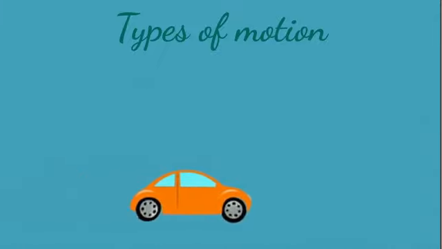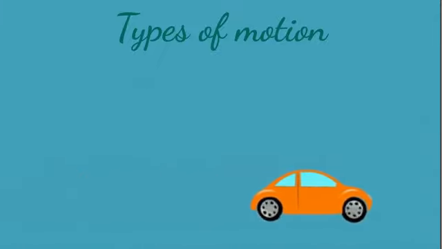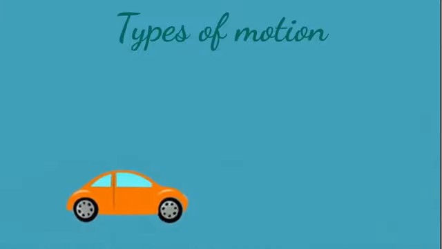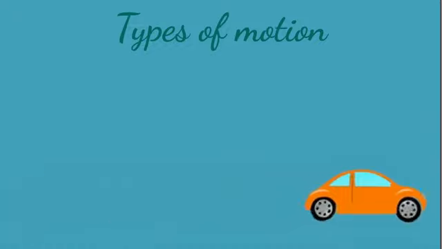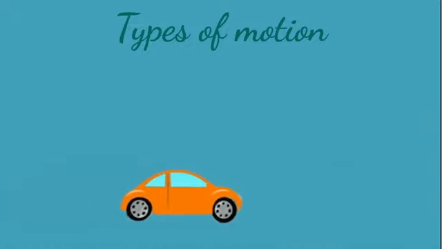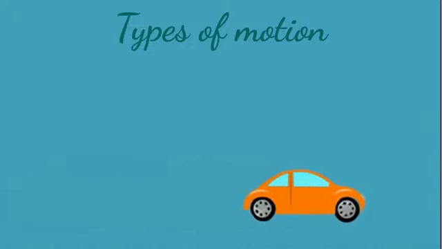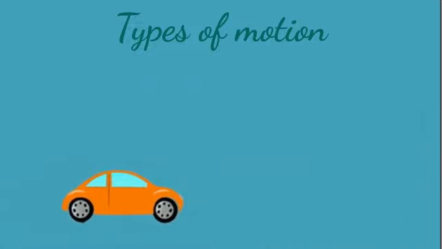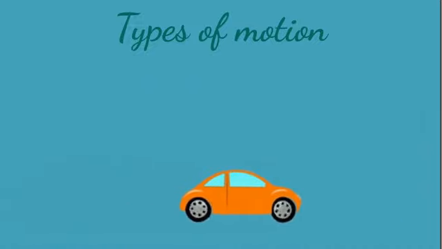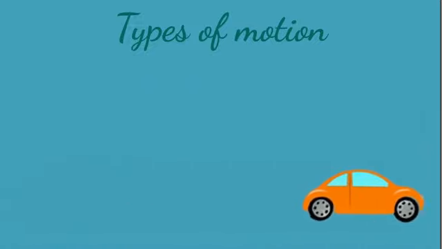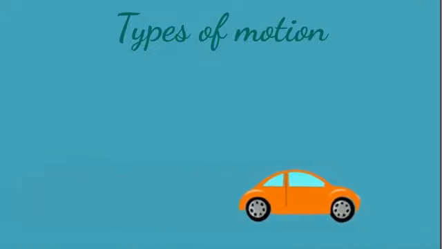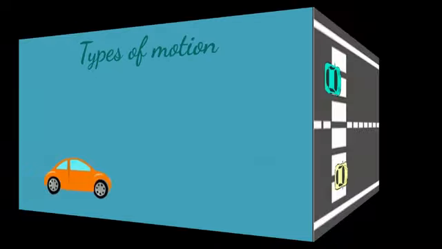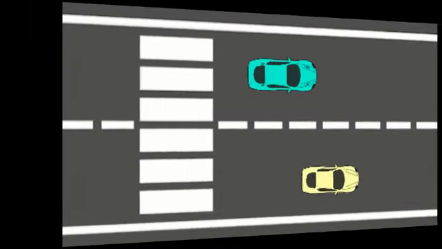Last session we defined the words distance and displacement. Now today we will see that there are different types of motion. In our day-to-day life we see objects moving in different speeds, in different ways. Today we will explain the broad categories of types of motion as uniform and non-uniform motion.